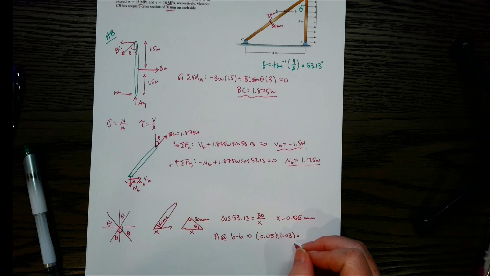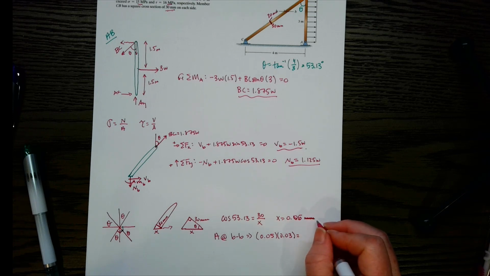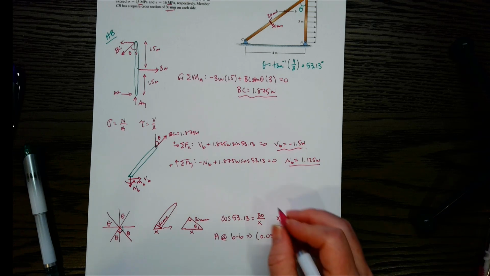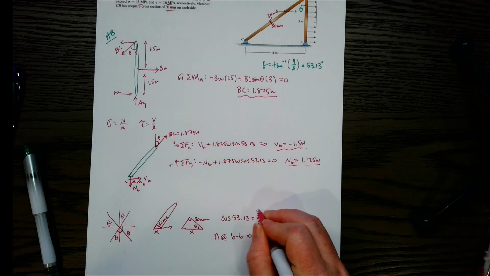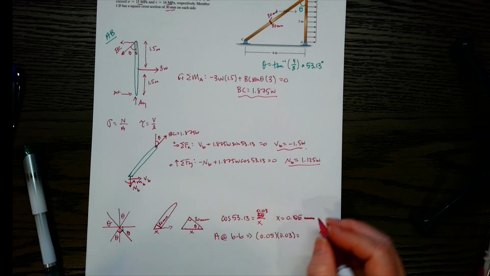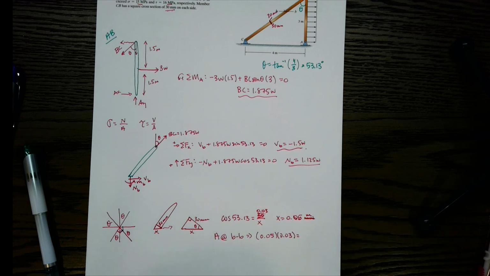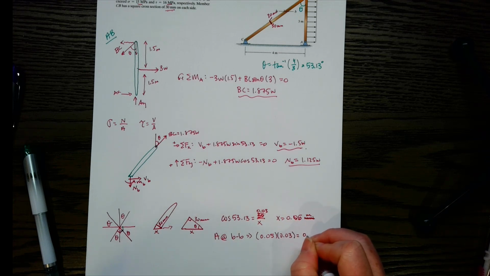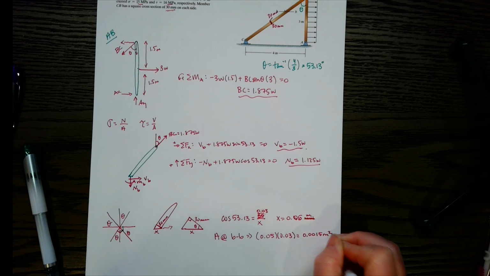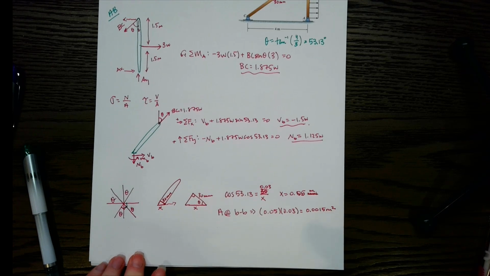Actually, this is in meters. Oh, you know what I did, guys? I forgot to copy this out of my notes. So that's 0.03. That makes more sense. Okay, so 0.05 meters. So now all of these are meters, so we have 0.0015 meters squared. Okay, now we've got our area, and we're ready to go.